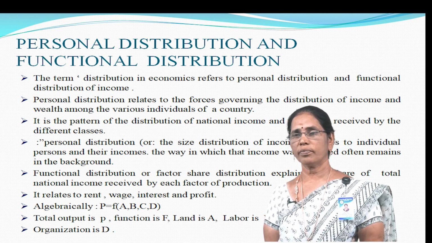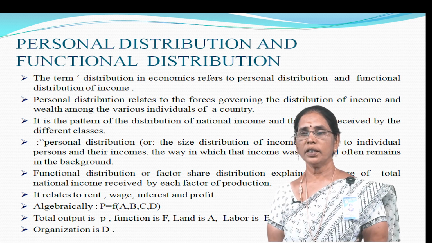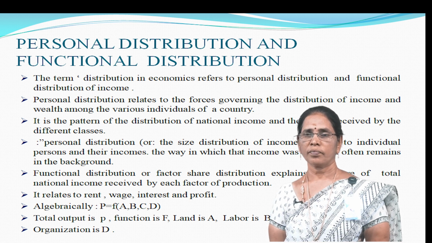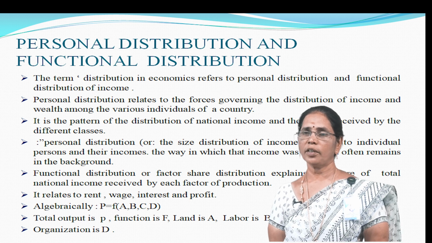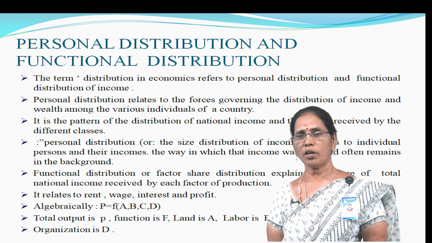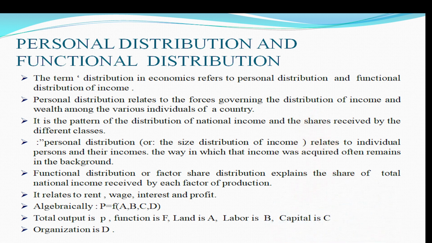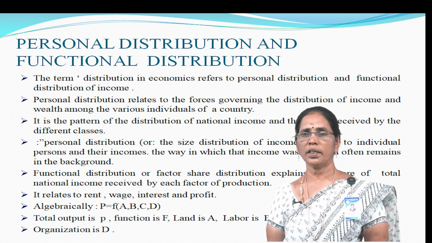Functional distribution, or factor share distribution, explains the share of total national income received by each factor of production. It relates to rent, wage, interest and profit. Algebraically, P is a function of A, B, C, D. Total output is P. The function is F, with A for land, B for labor, C for capital and D for organization.